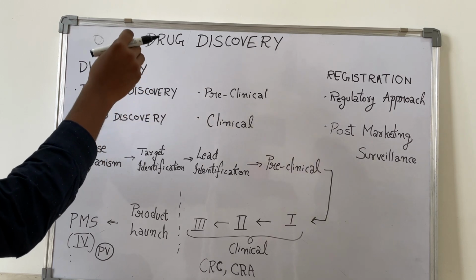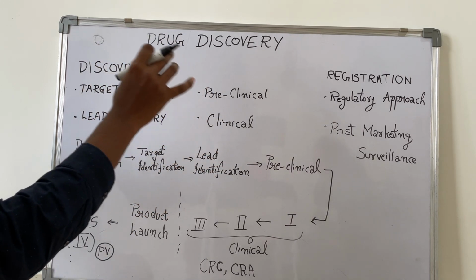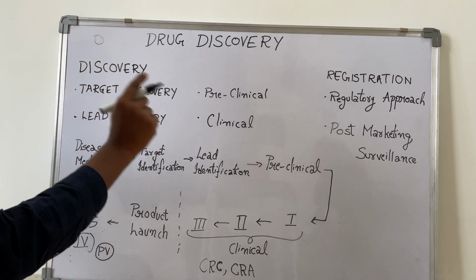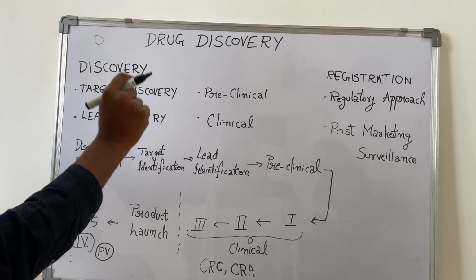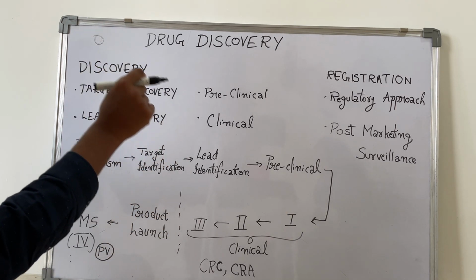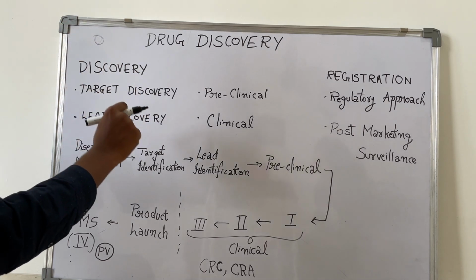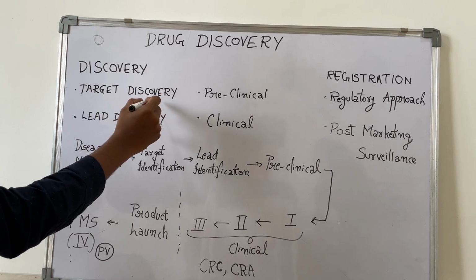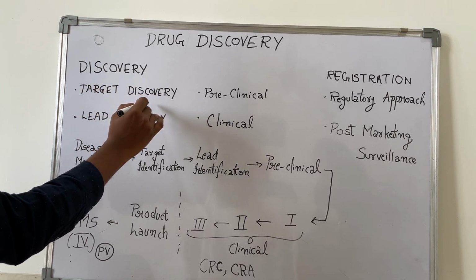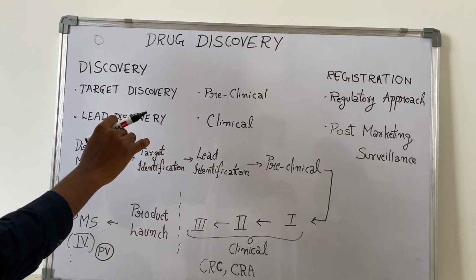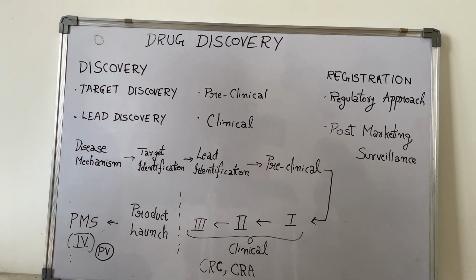So first of all, before discovering a drug molecule, a disease will be selected. In that disease, the major mechanism responsible for the causation of the disease will be identified. After identifying the cause, we will identify a target. This process is called target discovery. Once we discover a target, we need to identify some molecules which can act on those targets. This process is called target identification or validation.